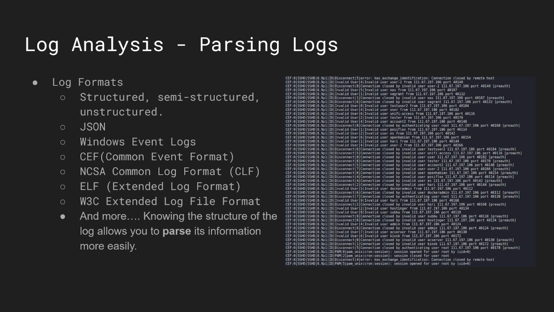Windows event logs are very structured, as in they're going to give you certain information laid out every time. I'm not sure if Windows event logs are actually JSON or not. Maybe some are, maybe some aren't. It's hard to say. There's the Common Event Format, which is common on Unix systems. The Common Log Format, again, same thing. In fact, there's a picture of the Common Event Format on the right of the screen here. There's the Extended Log Format, the W3C Extended Log File Format, and more.